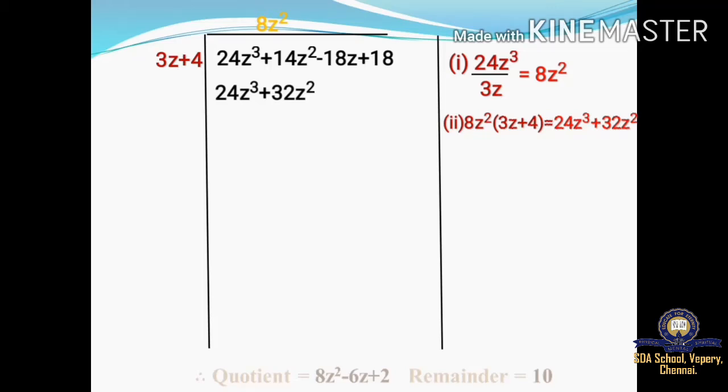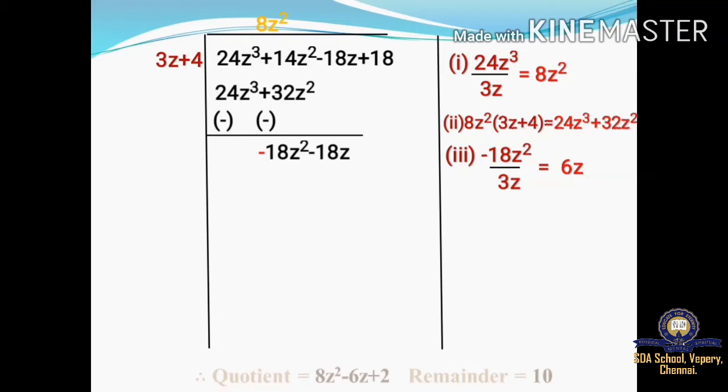Now you have to write it down over here. Now you have to change the sign and subtract. Okay, what will happen? The first term will vanish. You will be left with minus 18z square. Got it, students? Then you have to bring down that minus 18z. Okay, then how do I proceed after this? I have to divide the first term, that is minus 18z square, by 3z again. So what will I get the answer as? I'll get the answer as 6z.